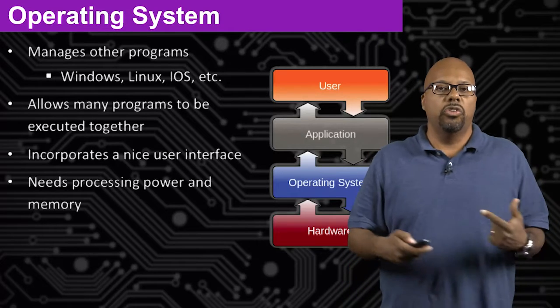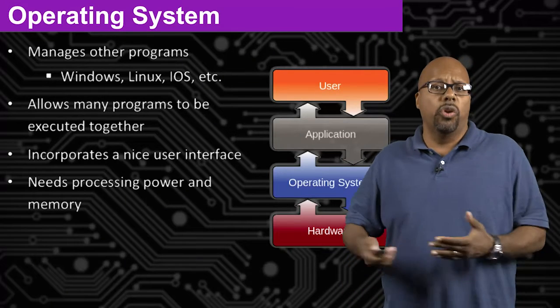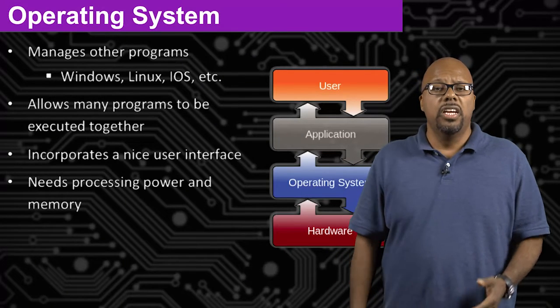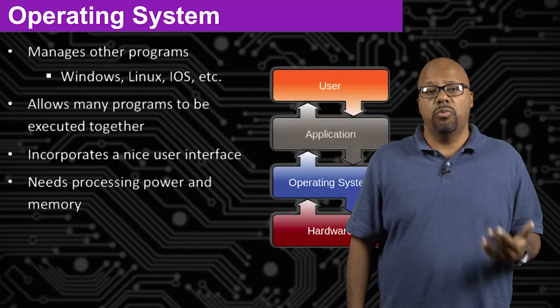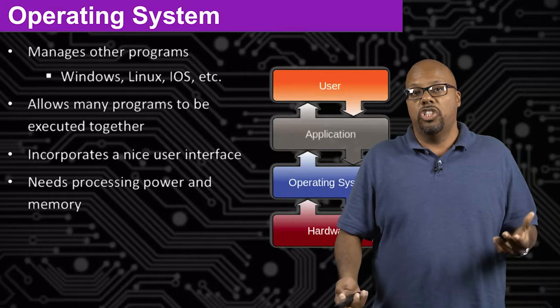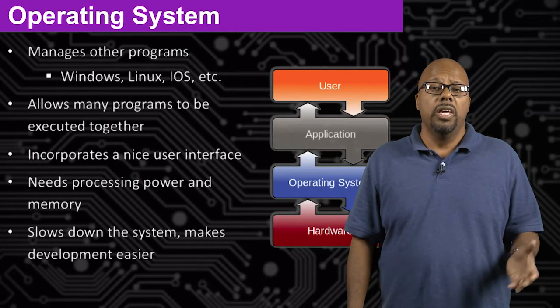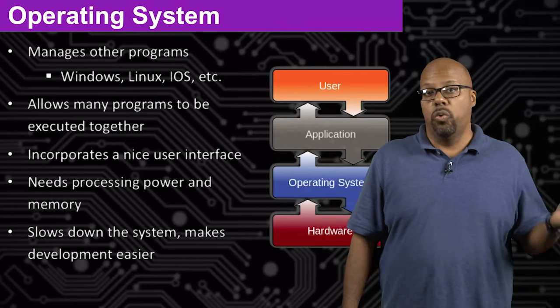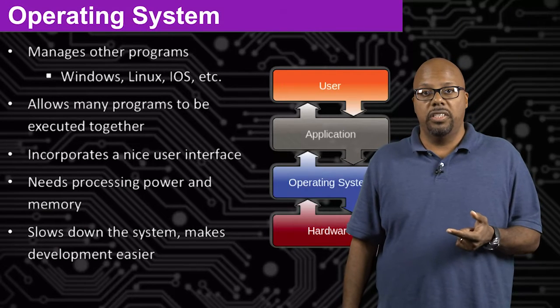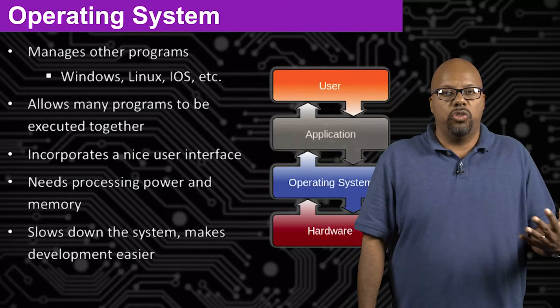There are some clock cycles that are spent doing operating system tasks, some memory that's spent storing the operating system data, things like this. So the operating system itself takes up resources. You have to make a decision as to whether you need one or not, because it's going to cost you resources, which means cost you money. It slows down the system because while the processor is executing the operating system code, it can't be executing your actual application.